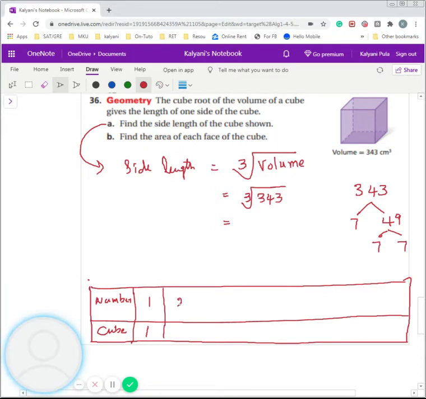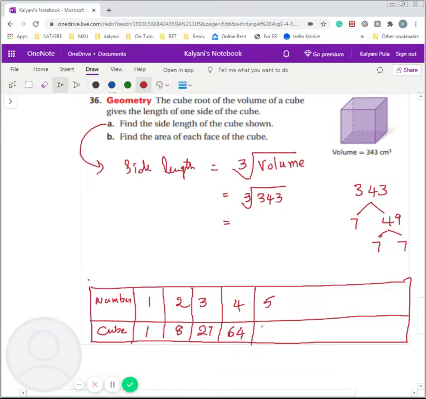How about 2 cube? 8, because 2 times 2 times 2 is 8. How about 3 cube? That's right, 27. How about 4 cube? 64, because 4 times 4 is 16, 16 times 4.